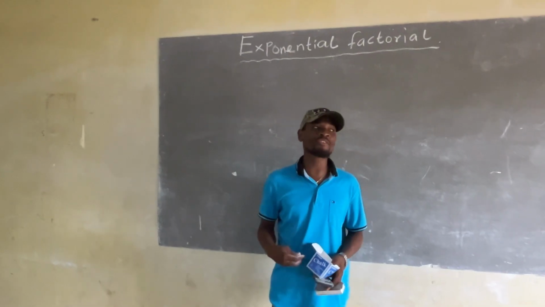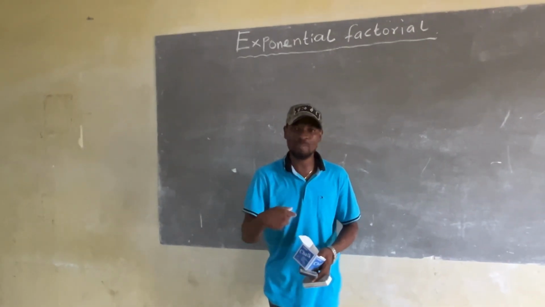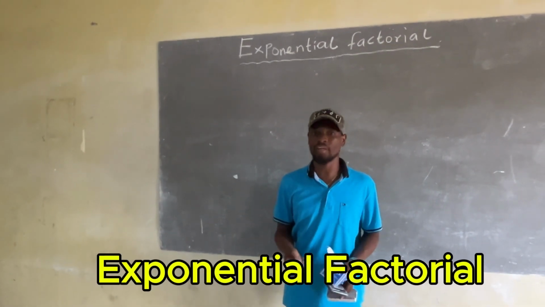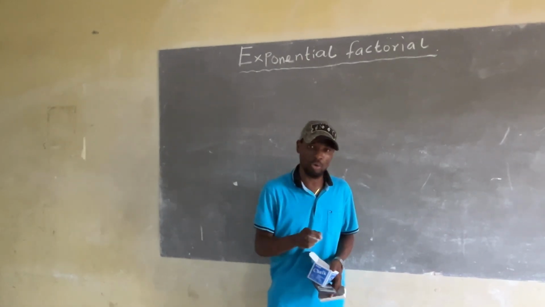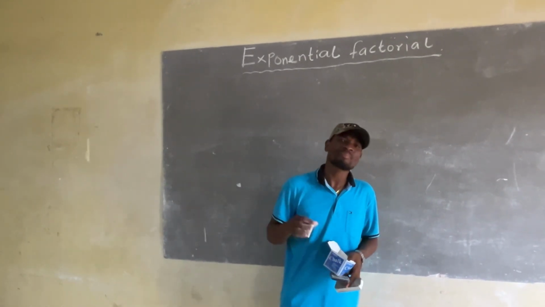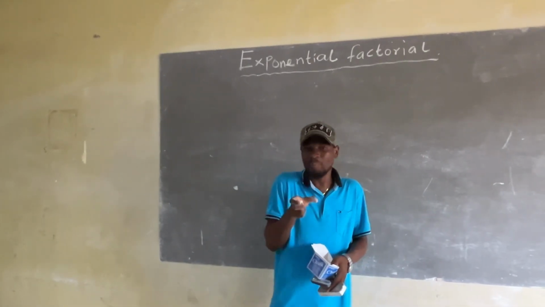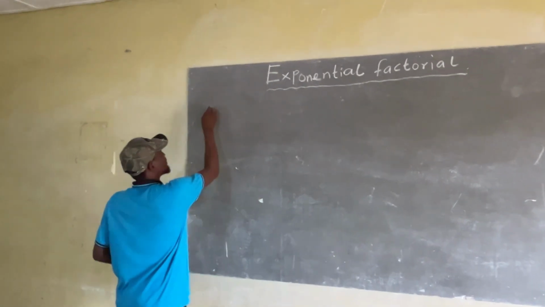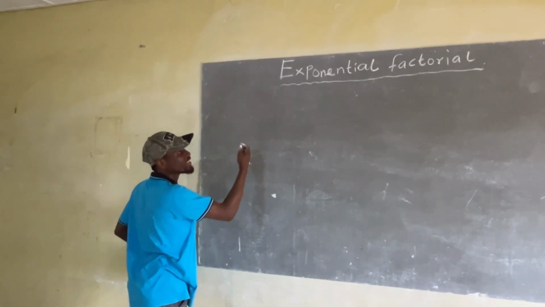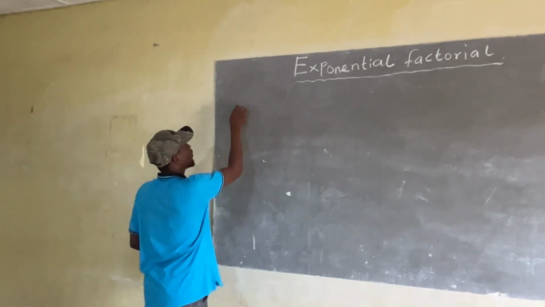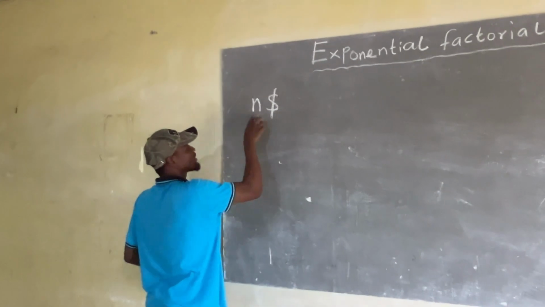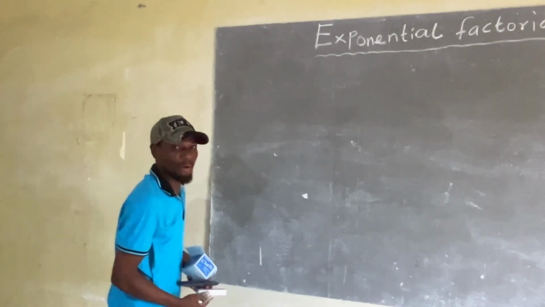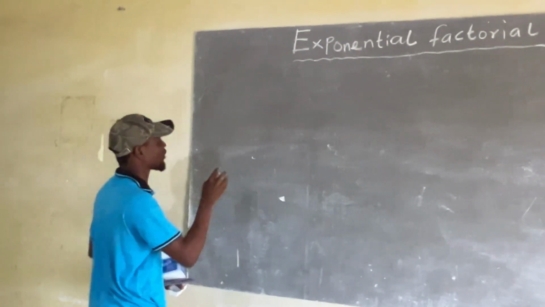We are still considering factorial concepts, and more specifically, we are going to consider exponential factorial. Exponential factorial doesn't have a specific symbol or notation, so we normally use this to denote or represent exponential factorial of n, which is this. And viewers, this is not pronounced as n dollars. You're not doing currency or money calculation here.